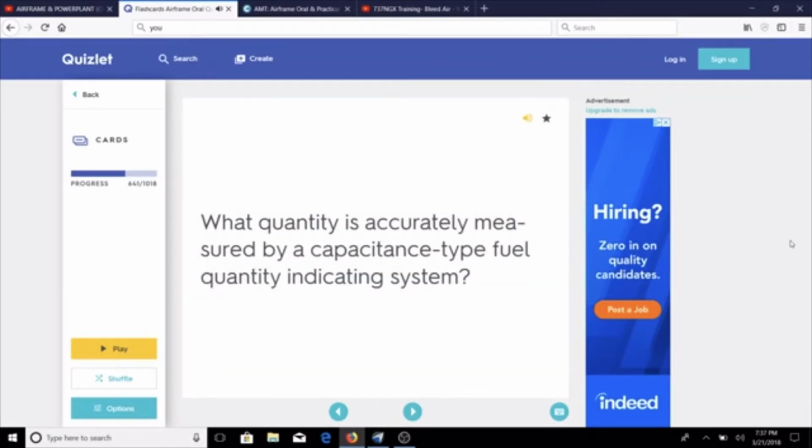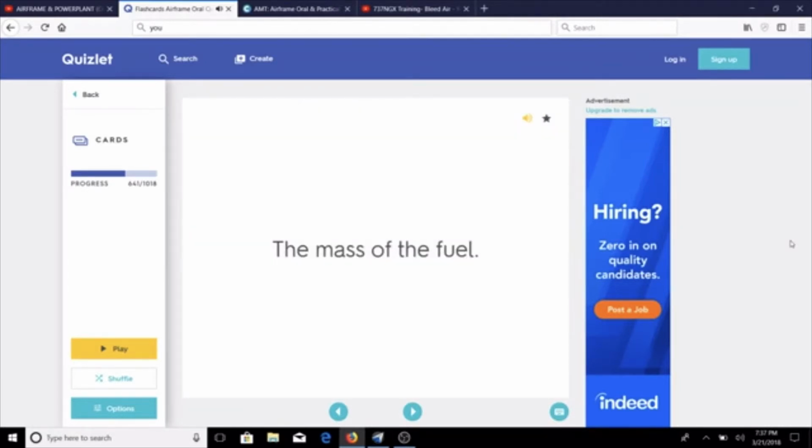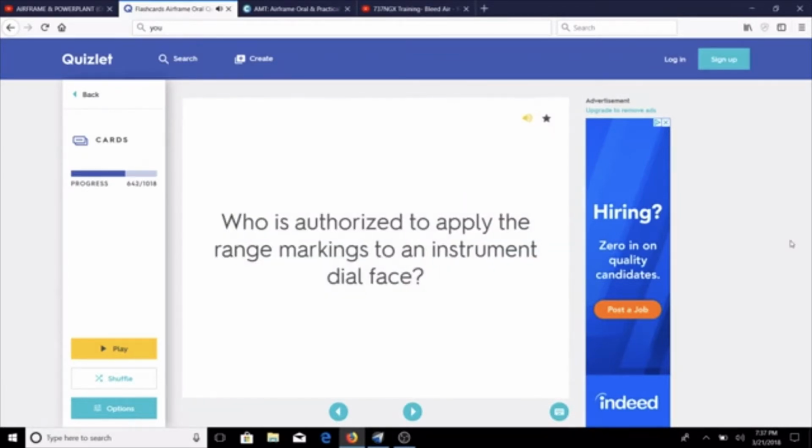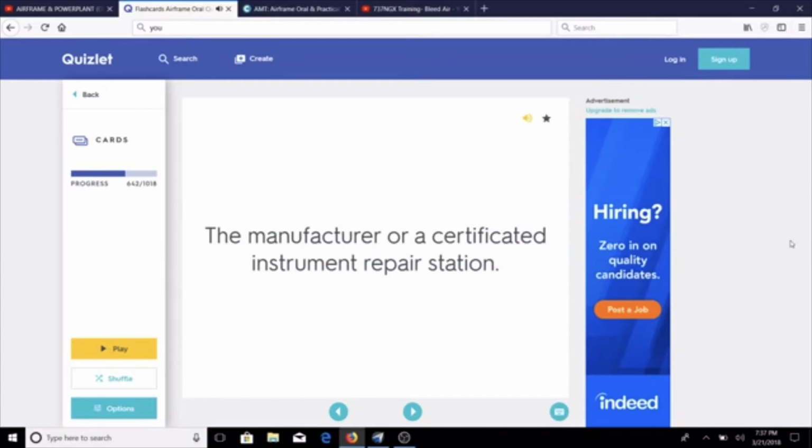What quantity is accurately measured by a capacitance-type fuel quantity indicating system? The mass of the fuel. Who is authorized to apply the range markings to an instrument dial face? The manufacturer or a certificated instrument repair station.